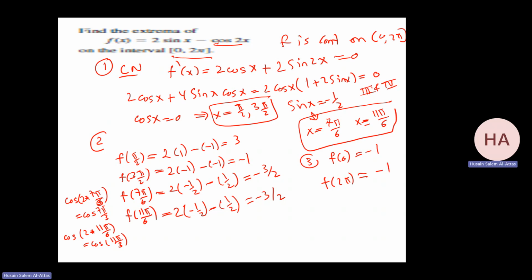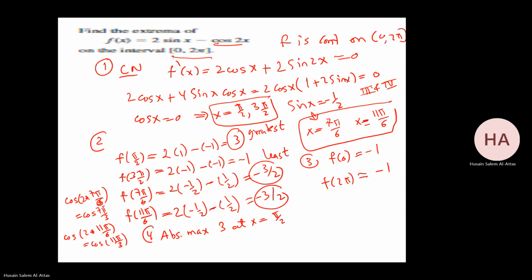So what is the least and the highest? The highest is very clear. This is the greatest, and this is the least, this or this. So I have an absolute maximum 3 at x equal pi over 2. And I have absolute minimum minus 3 over 2, but at 2 different places.